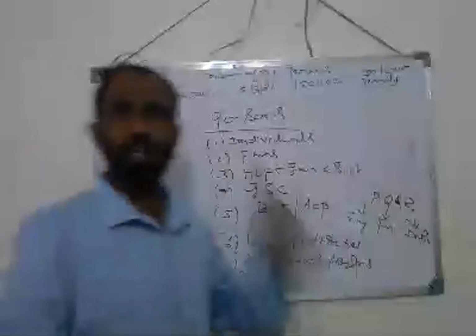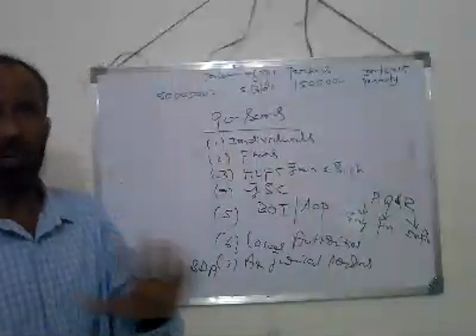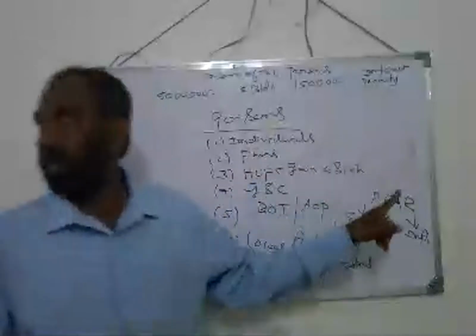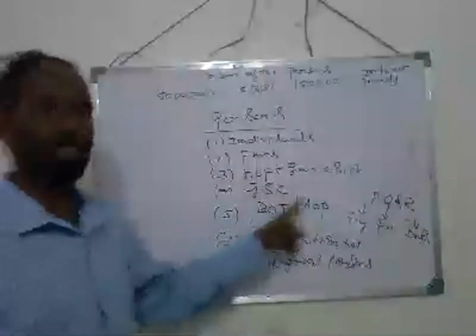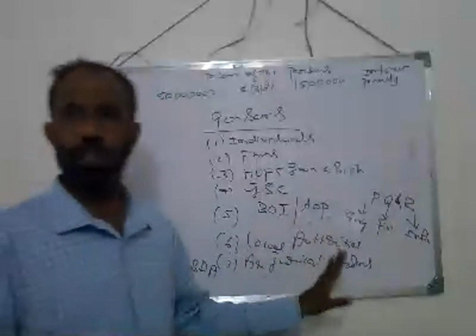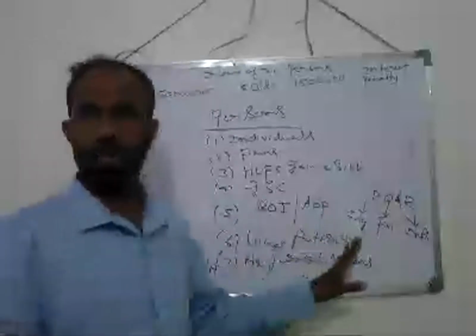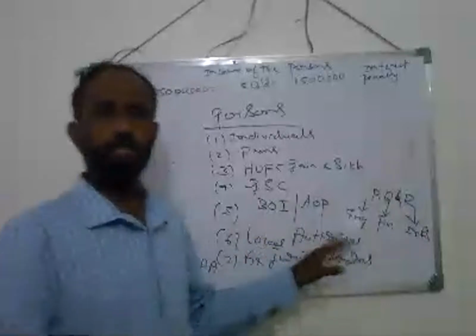So, to be charged to income tax, we must first be a person. The term person includes individuals, firms, HUF, which includes Jain families and Sikh families. It doesn't include Muslim and Christian families. Then joint stock companies, body of individuals and association of persons, then local authorities, artificial juridical persons. These are the various people. So this is what we mean by persons.